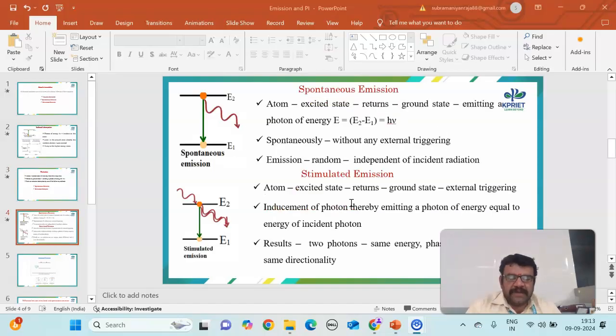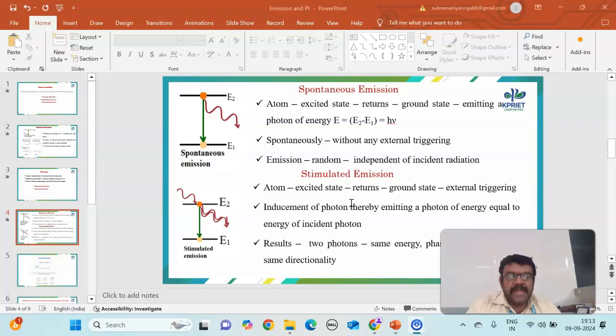In spontaneous emission, atoms from the excited state return to the ground state emitting a photon of energy E equal to hν, which occurs spontaneously without any external triggering. That means no external trigger happens during this emission. So this emission is random and independent of incident radiation.